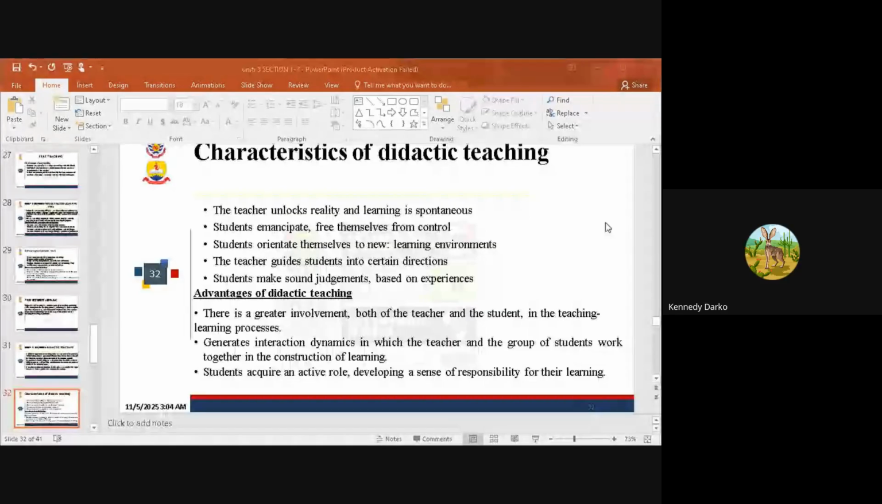Yes, sir. Hello, sir. Mr. J. Yes, sir. Please, the second point about the characteristics of didactic teaching: if the teacher is seen as an authoritative figure, how do the students emancipate or free themselves from control, as it being a characteristic of that particular teaching method?